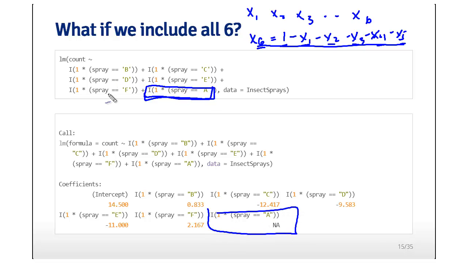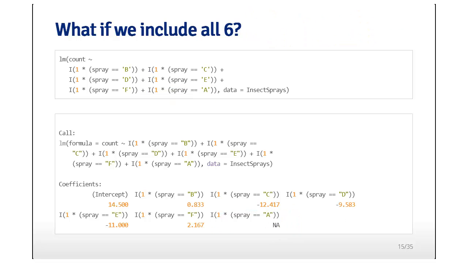Now R has to have a rule for picking which one of these guys is redundant, and it's doing the last one, and because it doesn't know anything about the letters in the way that I've formulated the model here, right? It just has a bunch of 0, 1 variables. But when you include spray as a factor variable, it does this for you, and it doesn't even put the NA in the output. So that's nice. So you never do things this way. I was just showing it.